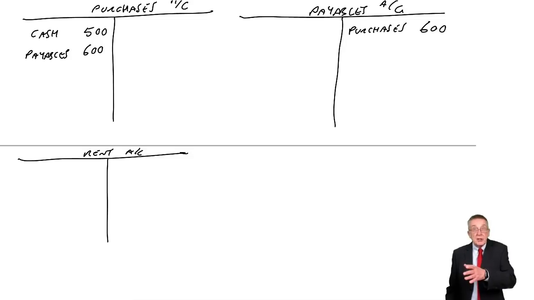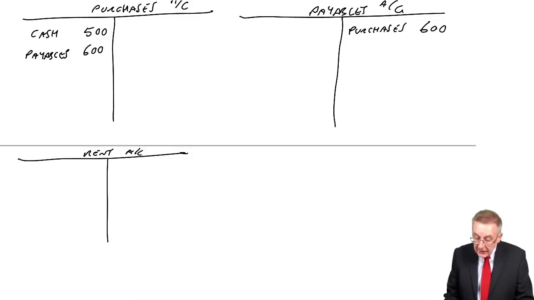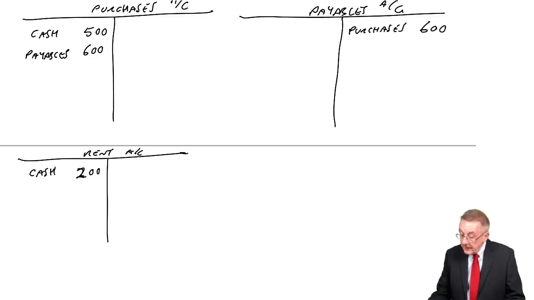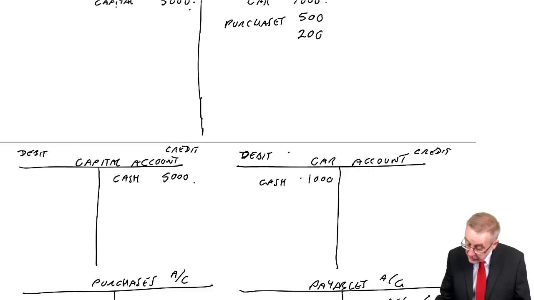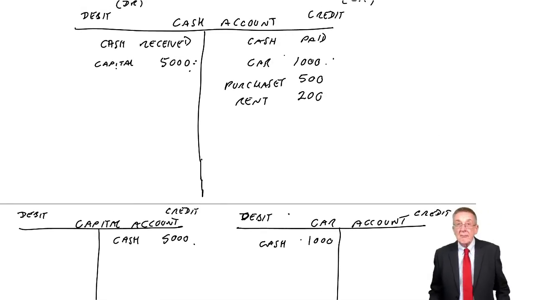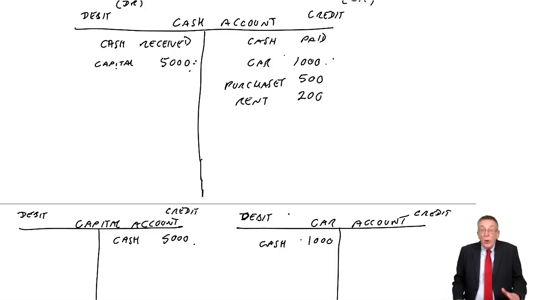So credit cash because we've paid cash. Debit rent 200 to record the fact we've paid rent. Debit rent, credit cash. Now, always two entries, always on opposite sides.